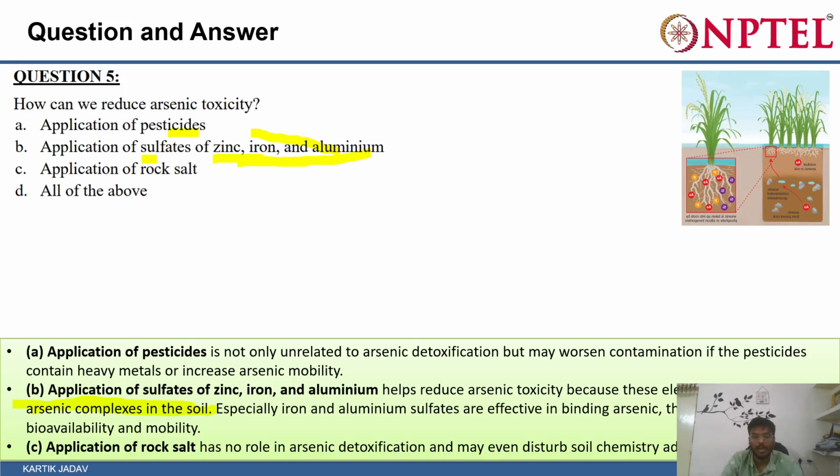So by applying sulfates of zinc, iron and aluminium, that will help us to form insoluble arsenic complexes in the soil, and especially iron and aluminium sulfates are effective in binding arsenic, thereby reducing its bioavailability and mobility. Correct answer is option B.